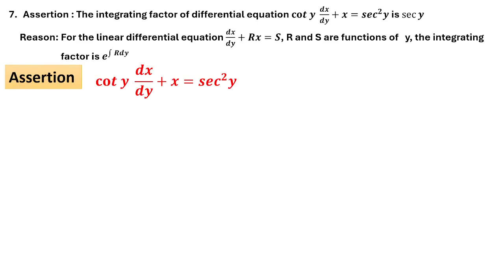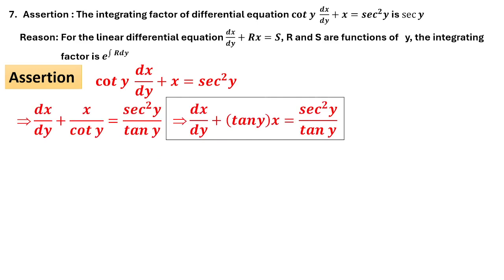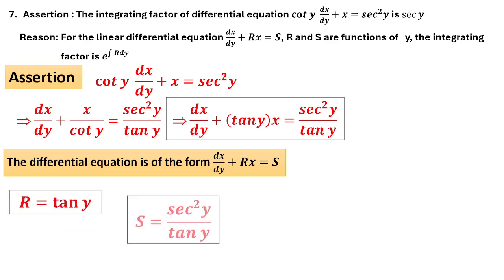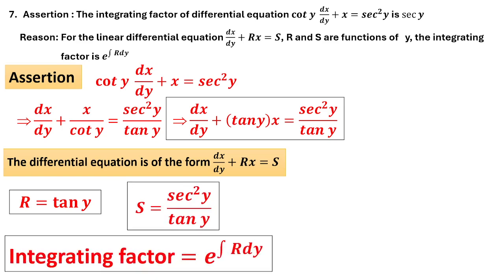Now we will take it. Now I think all of you know that the coefficient of dx upon dy should be 1. Divide throughout by cot y, it will become x into tan y. Therefore, compare it with the general form of a linear differential equation, dx by dy plus rx is equal to s, where r and s are functions of y. Now r is equal to tan y and q is equal to secant square y by tan y. We are not worried about that right hand side.